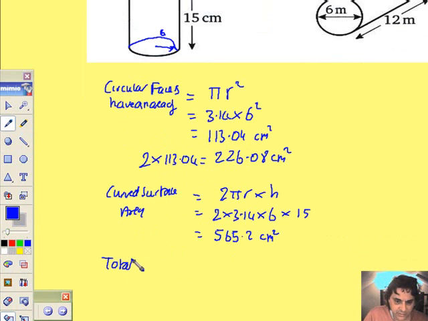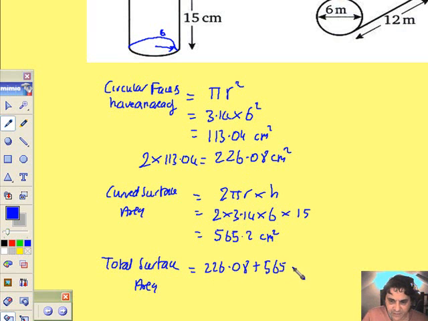Now I'm going to go for the total surface area. It's going to be 226.08 for the top and bottom, plus the 565.2, that's the curved surface. Let's get the total answer there. Plus 226.08. That gives us a grand total of 791.28 centimeters squared of surface for that.